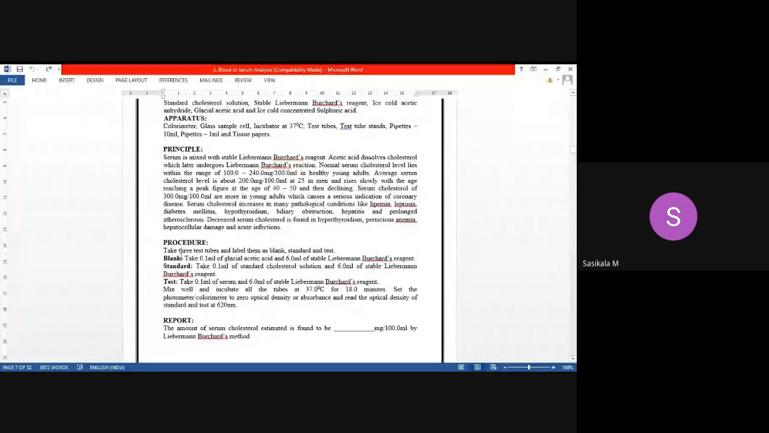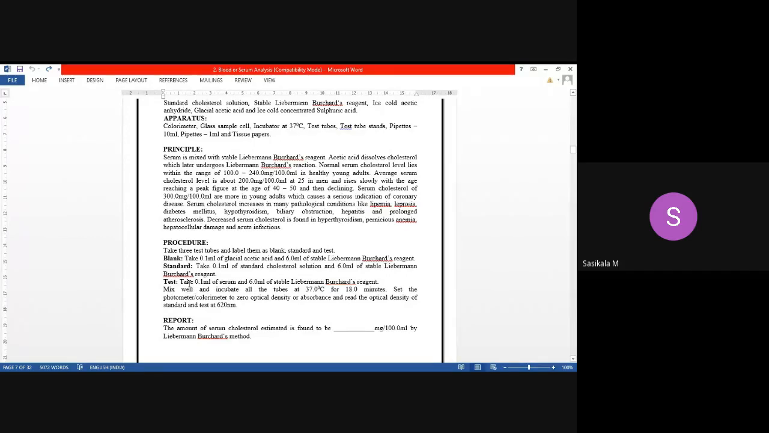So how do you prepare them? In all 3 test tubes, first you take 0.1 ml. In all the test tubes you are going to add 0.1 ml of something. Let's see what you are going to add. 0.1 ml of glacial acetic acid is added to blank. Then in standard, 0.1 ml of standard cholesterol solution is taken. Standard is a known concentration solution.